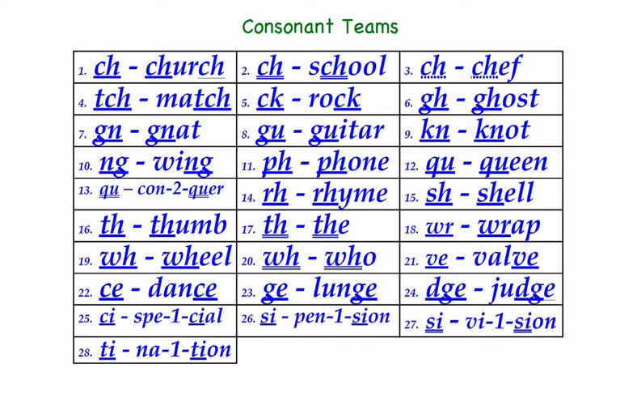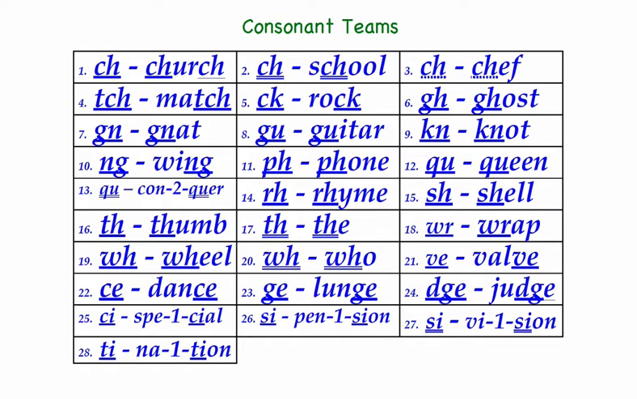PH represents the sound f, as in phone. That's the same sound as the letter F represents. In English, we don't use KW to represent the sound K and W combined, qua. We use the team QU, as in the word queen. Now, QU also has a second sound, as in the word conquer. QU is representing the sound K. When QU represents the K sound, double underline it.